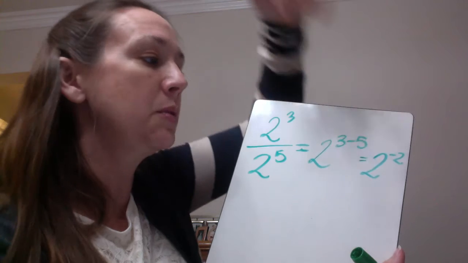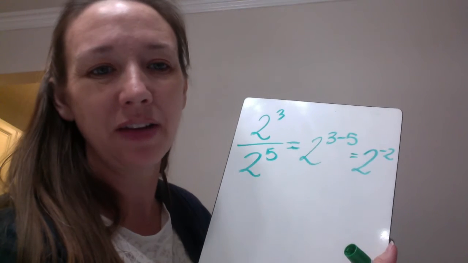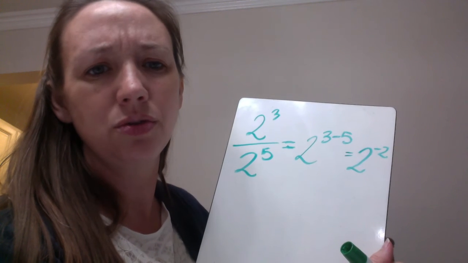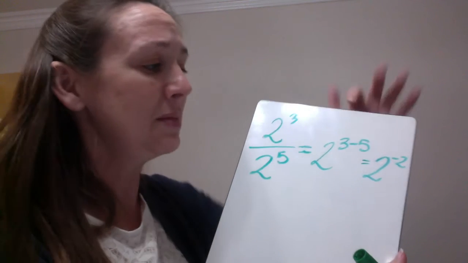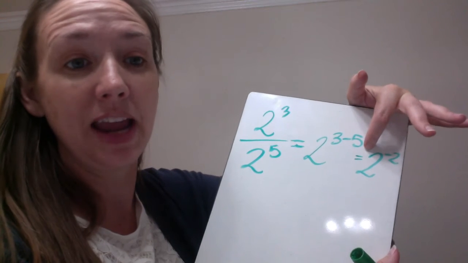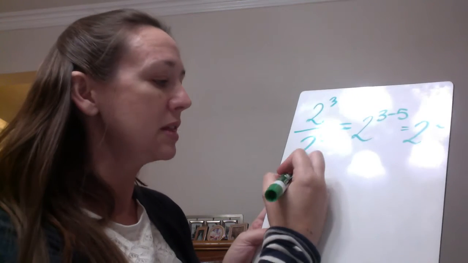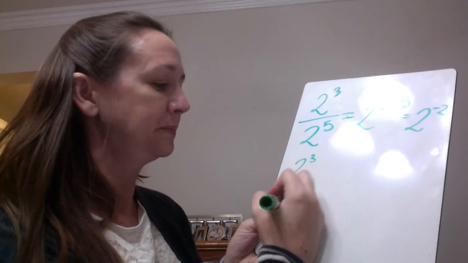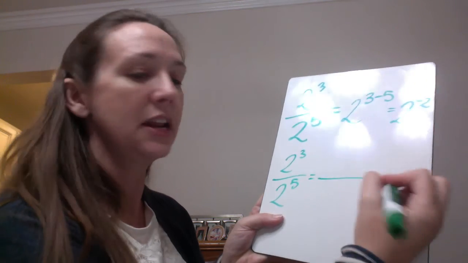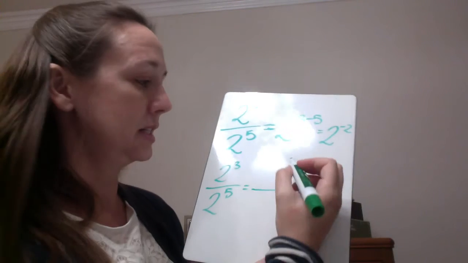If this exponent's counting how many 2's we have, what does it mean if I have negative 2 2's? It doesn't mean that this 2 is negative. It doesn't mean that we have a negative number. So we have to figure out what that means. So to figure out what that means, we're going to do the same problem, but instead of doing our shortcut rule, we're going to expand it out.